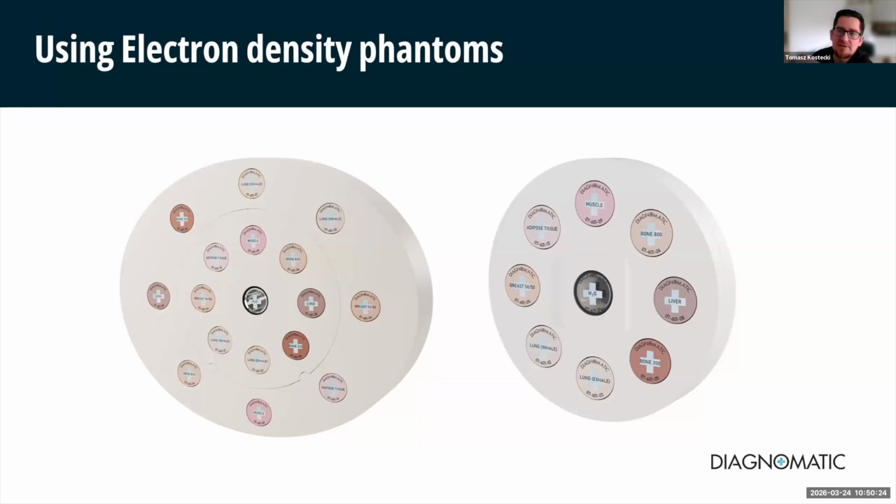In radiotherapy, CT images are not only used for visualization, but also to calculate dose. This requires an accurate relationship between CT numbers and electron density. That is why we use the Pro-RT phantom.